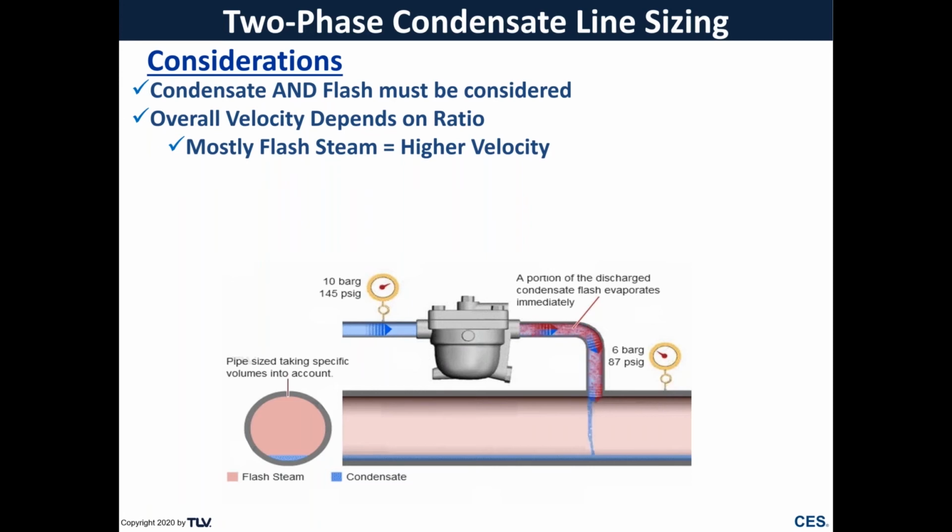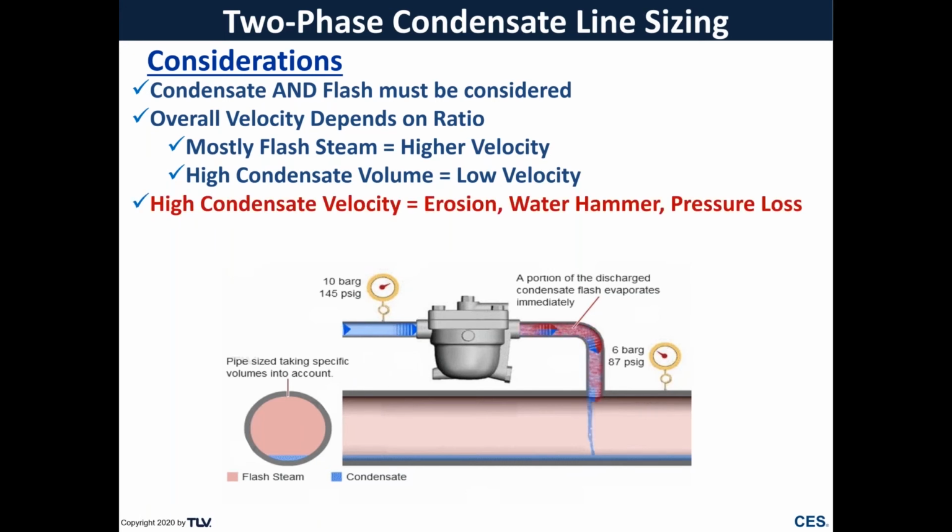We might be able to run this condensate return line at 50 to 80 feet per second. But if we have a higher volume of condensate, then we're going to need to slow that velocity down much closer to a pumped line. And if we get a high condensate return line velocity, we could experience problems like erosion, water hammer, and excessive pressure loss. So our recommendation when sizing a two-phase condensate return line would be to consult with your professional engineers and pipe designers to determine what the acceptable velocity is based on your flash and condensate ratios.